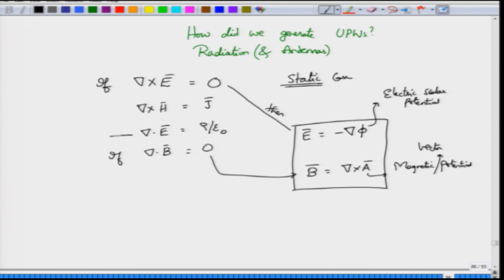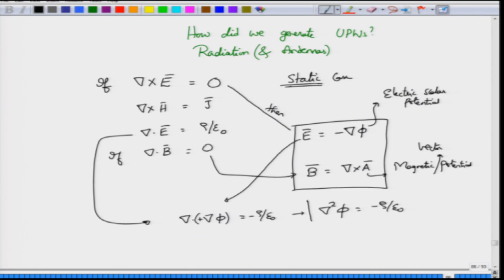If I use Gauss's law and substitute for the electric field from this theorem, I will get minus divergence of gradient of phi equal to rho by epsilon naught. I move the minus onto the right hand side. The divergence of the gradient essentially gives you the Laplacian, and then you have del square phi equals minus rho by epsilon naught. This equation is called Poisson's equation, and when rho is equal to 0, you get what is called Laplace's equation.